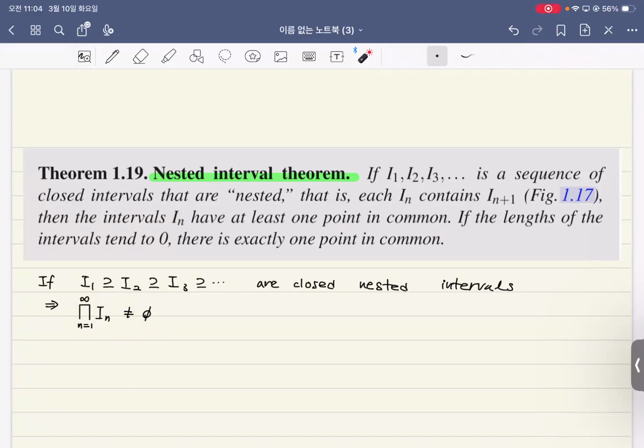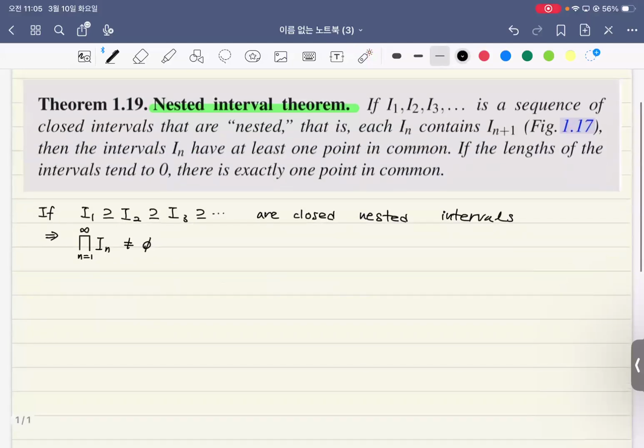Just one more. And if the length of the intervals tends to 0, then there is exactly one point in common. So what does it mean? If the length of the interval is tending to 0, then there should be precisely one point in this infinite intersection. Well, this sounds very obvious. Anyway, I will provide you the proof.